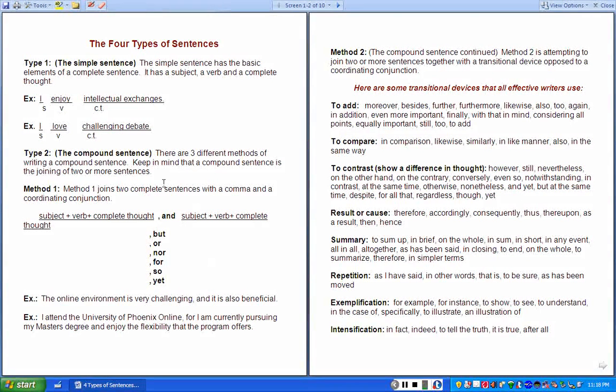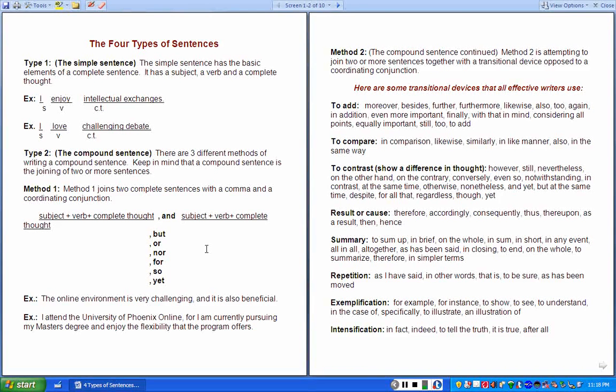The way that you join in method number 1, you join one sentence that has a subject and a verb and a complete thought to another sentence that has a subject and a verb and a complete thought. But here's the thing that you need to understand. Method number 1 tells us to join the sentences with a coordinating conjunction. Now, coordinating conjunctions are and, but, or, nor, for, so, and yet.